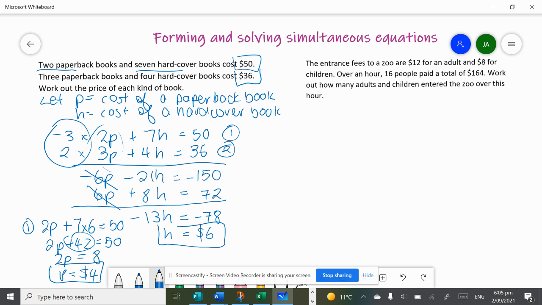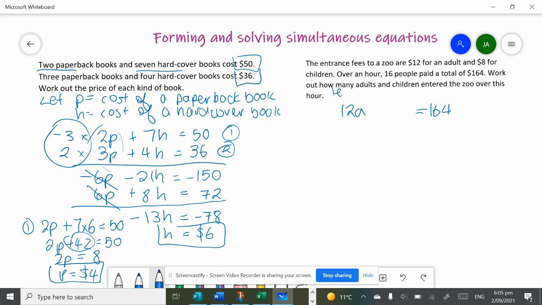Right, let's look at this example here. The entrance fee to a zoo is $12 for an adult. So the amount of revenue they get from the adults is going to be 12 times how many adults went through, and $8 for children. So the revenue from the children will be 8 times the number of children that went through. Over an hour, 16 people paid a total of $164. So let's work with that total first. That's the total revenue, and that comes from the adults, 12A.